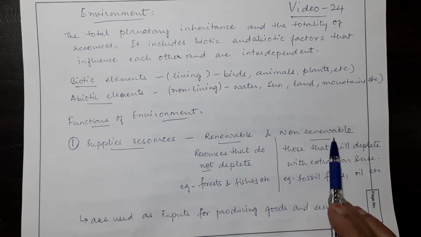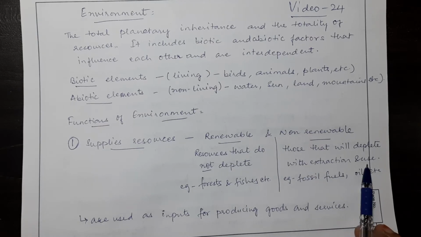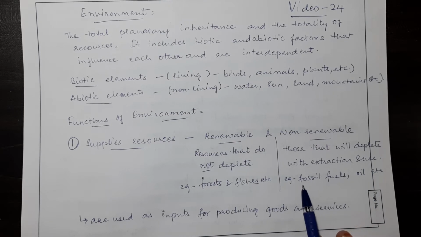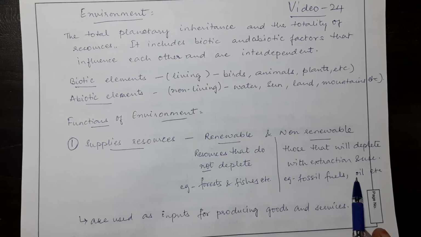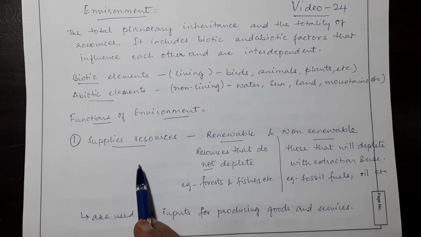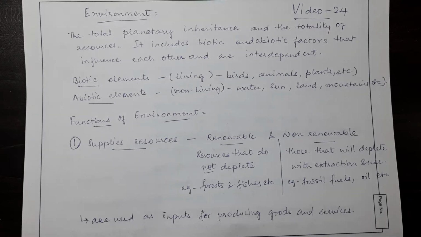And non-renewable resources are those that will deplete with extraction and use. So the more we use them, the lesser they will be available for use. For example, the fossil fuels. We are all aware of the availability of coal and petroleum, oil, etc. And why resources? Because they are used as inputs for producing goods and services. Inputs, otherwise called raw materials, for producing goods and services.